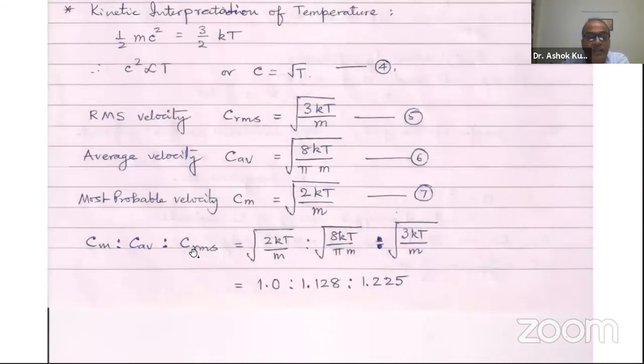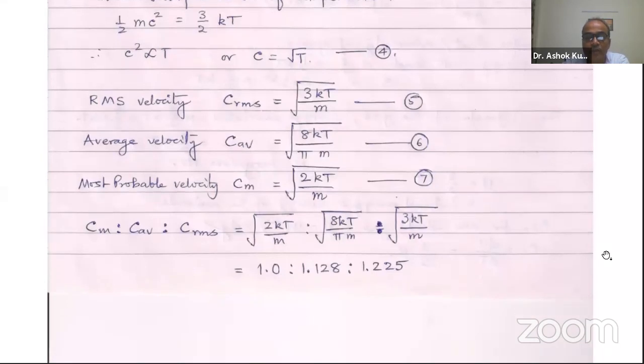If we take the ratio of C_mp to C_average to C_RMS, we find this is 1 to 1.128 to 1.225. So you see that it is gradually increasing, but of course the difference is not much. They are very close to each other. All are 1 point something.